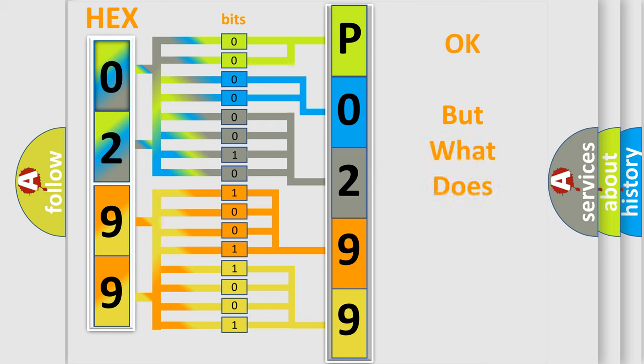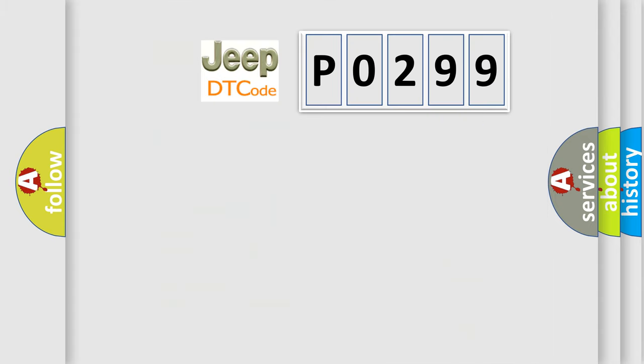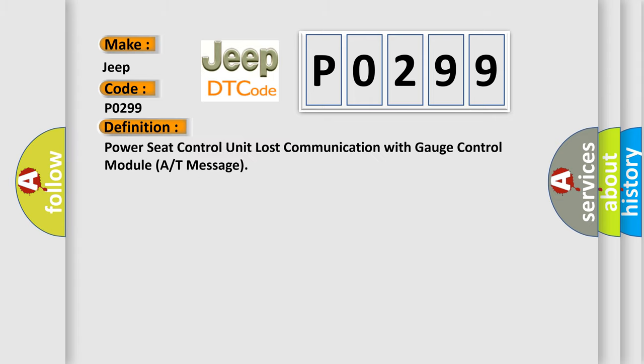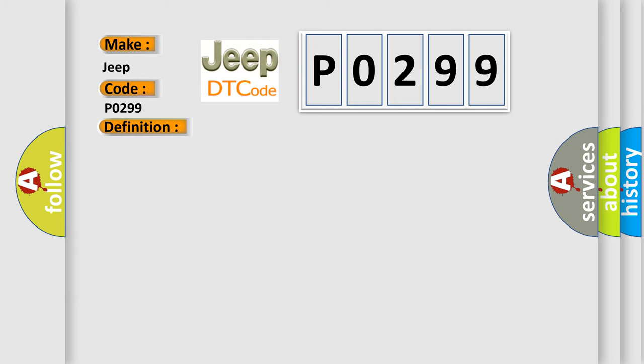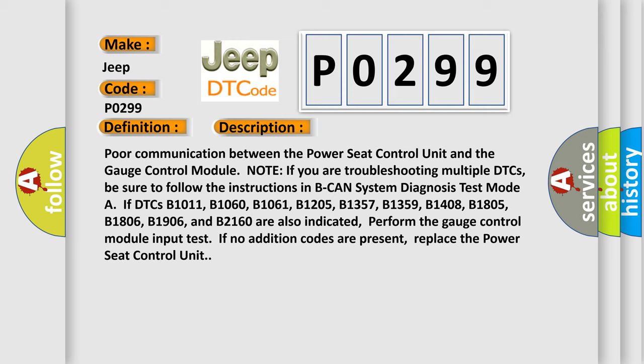The number itself does not make sense to us if we cannot assign information to what it actually expresses. So, what does the diagnostic trouble code P0299 specifically mean for Jeep vehicles? The basic definition is: power seat control unit lost communication with gauge control module A or T message. And now this is a short description of this DTC code. Poor communication between the power seat control unit and the gauge control module.